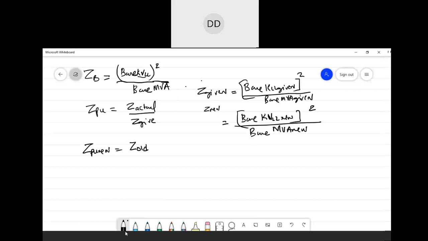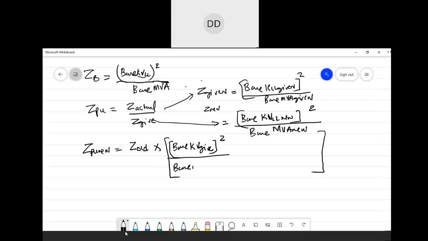Now what is this? It is Z old into Z actual by Z given. So you have to write Z old into base KV given square into base MVA given, now divided by this term, multiplied, this term will come, this would be base MVA new divided by base KV LL new whole square.